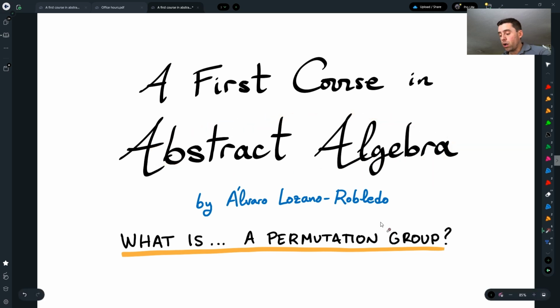Today we're going to talk about what permutation groups are. A permutation group is a special type of finite group, and it's very special because, as we shall see later, there is a theorem that says that every finite group can be realized as a subgroup of a permutation group. So if we understood all permutation groups and all their properties, we could potentially understand the properties of every single finite group. That's why they are so important.